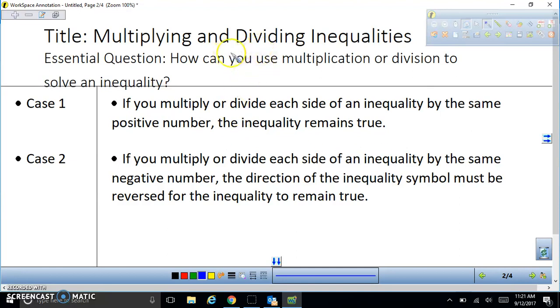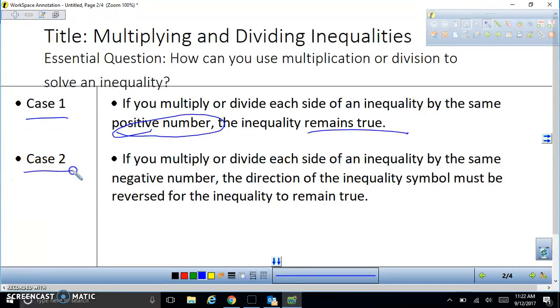Alright, title this Multiplying and Dividing Inequalities, and the essential question I need you to answer is, how can you do that? Okay, and there's two cases. Case one is when you have a positive number. If you multiply or divide each side of the inequality by the same positive number, the statement remains true.